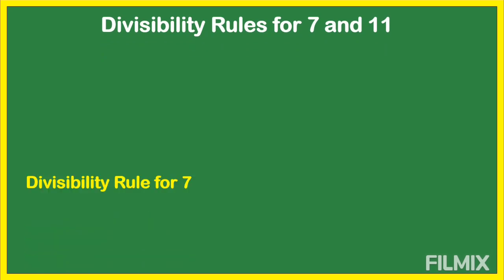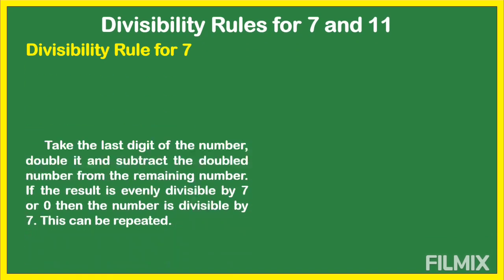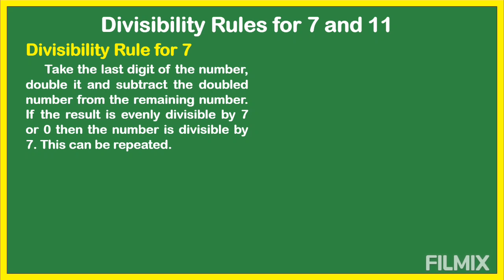Okay, next is the divisibility rule for 7. Take the last digit of the number, double it, and subtract the doubled number from the remaining number. If the result is evenly divisible by 7 or 0, then the number is divisible by 7. This can be repeated. Okay, to make it easier, let's try this example. Is 2,492 divisible by 7?